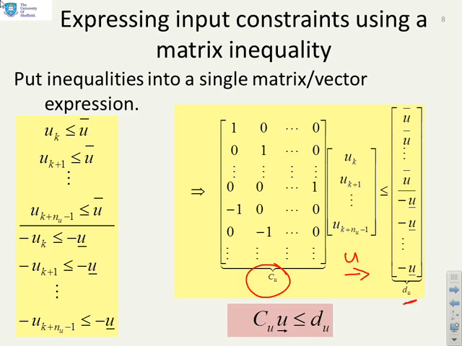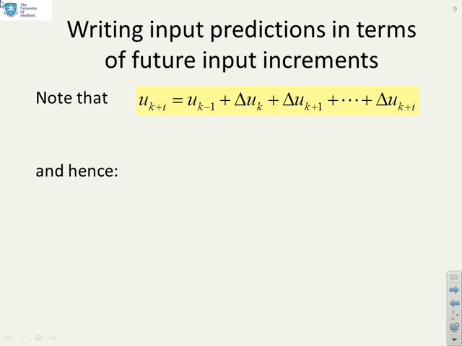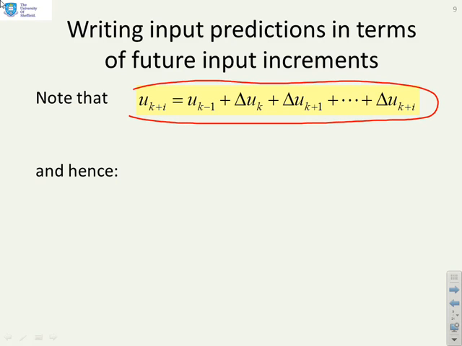So in summary, we have a matrix C subscript U times U future is less than or equal to D subscript U. Now, you'll notice in GPC that we have a simple relationship between the inputs and the rates. So here, for example, the input at sample k plus i is the input at sample k minus 1, and that's important, you notice it's k minus 1, plus the change at sample k, the change at k plus 1, all the way up to the change at k plus i.